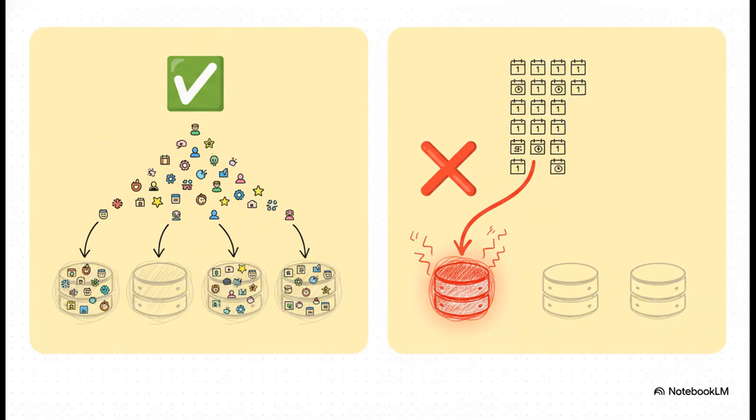And here's a perfect example of what I mean. A hashed user ID is a great shard key. It's unique, it's random, so new users get spread perfectly evenly across all your shards. A terrible key? Order date. And why is that? Because it's always increasing. All your new orders for today would go to the exact same shard, creating what we call a hotspot, an overloaded shard that becomes a bottleneck for the entire system. You've got to avoid those.